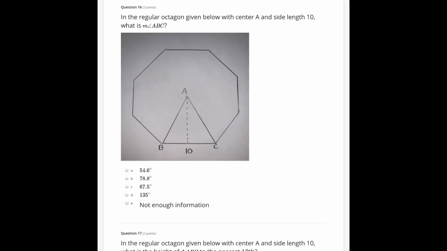15. In the regular octagon below with center A and side length 10, what is the measure of angle ABC? Well, angle ABC is this angle here. Alright, so we already found the total degrees in an octagon, and we found what each angle was. Each of these angles is 135. So this one has been cut in half. So to find the measure of angle ABC, which is 135 divided by 2, we cut it in half. And so we get 67.5 degrees.